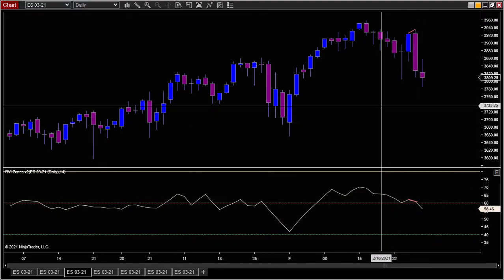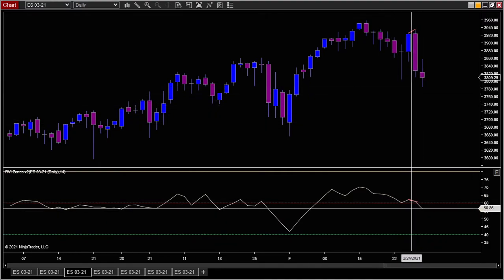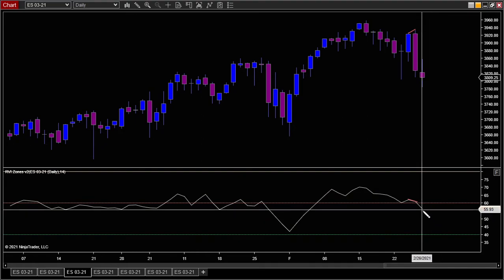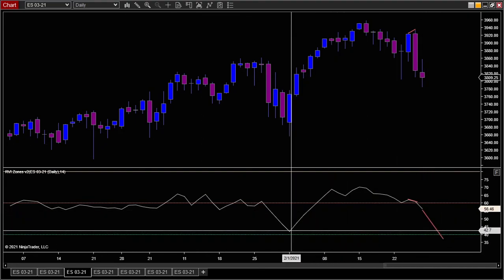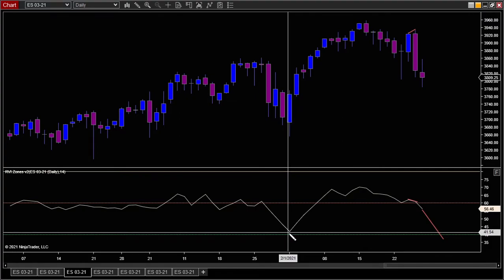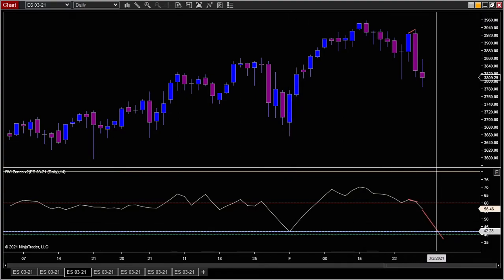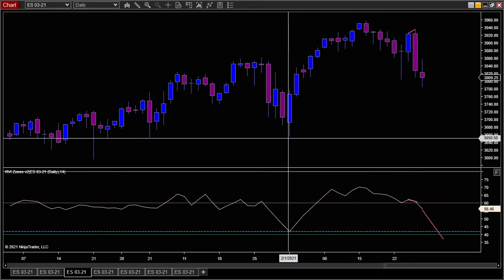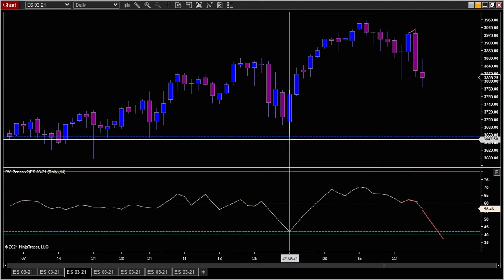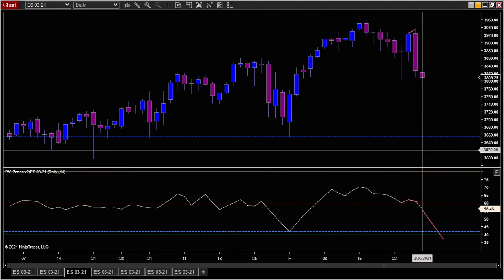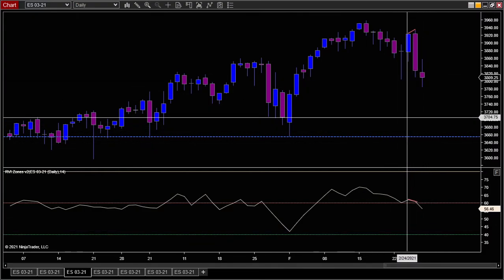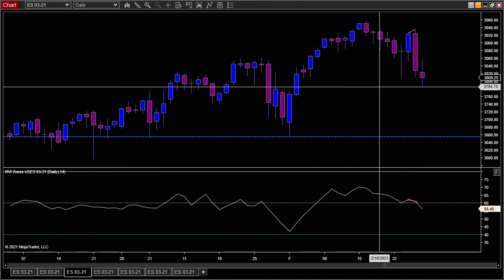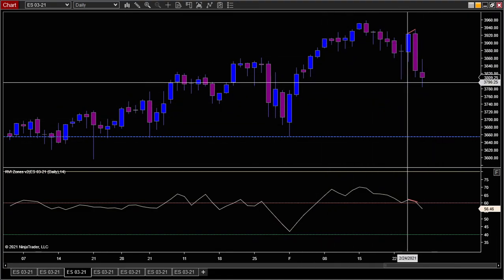In fact, we could push all the way, unless RVI was to push all the way down like this and break the low over here. If I mark this low, if RVI does come down and break that low, but we do not break price here, then we'll have a continuation pattern. But at the moment, there's nothing. So from an RVI standpoint, we really can't do anything here.